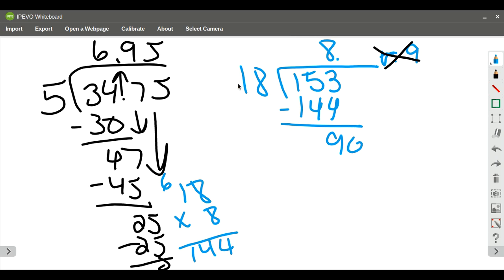So then I look at how many times 18 goes into 90. 18 goes into 90 5 times. 18 times 5 is going to be 90. I'm going to subtract, and I have zeros left over, so I don't need to add any more zeros. So my answer is going to be 8 and 5 tenths.